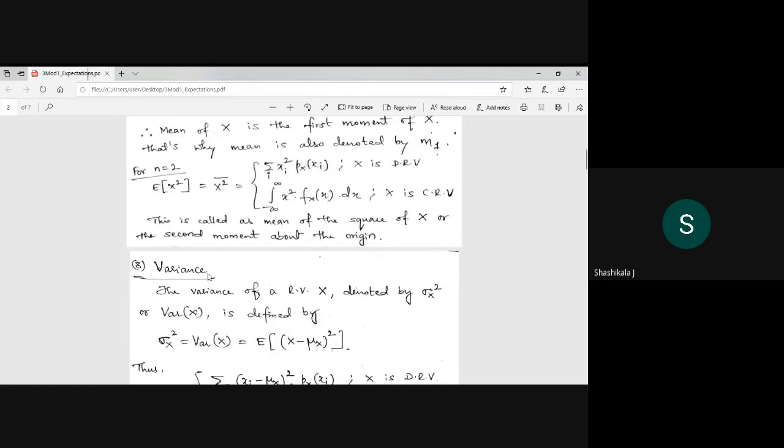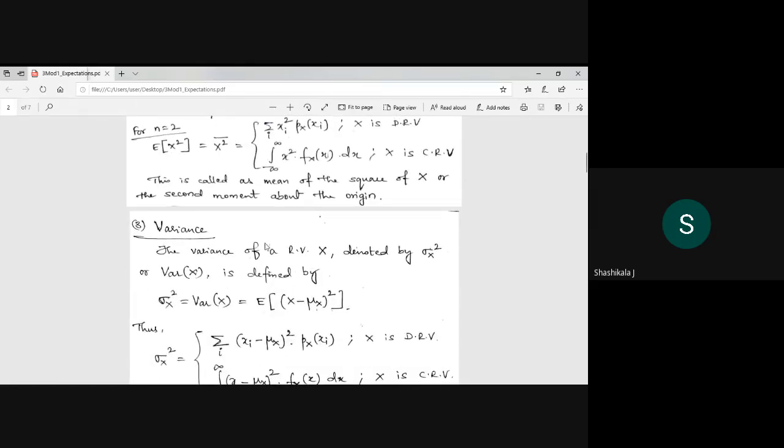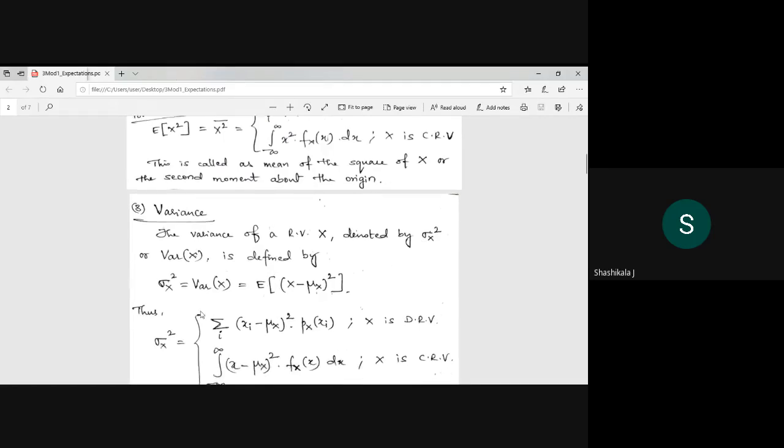The variance of a random variable is denoted by sigma x square, or variance of x, and it is defined as the expectation of x minus mu x whole square. What is the meaning of this? For example, if you have taken the 5 numbers 1 2 3 4 5, what is the average of these numbers? How will you find it? That is mu x that you are going to find.